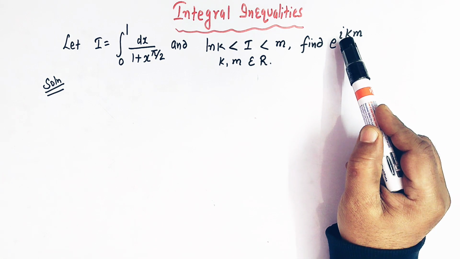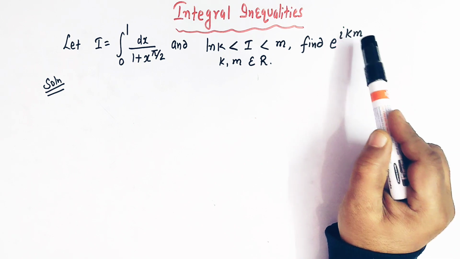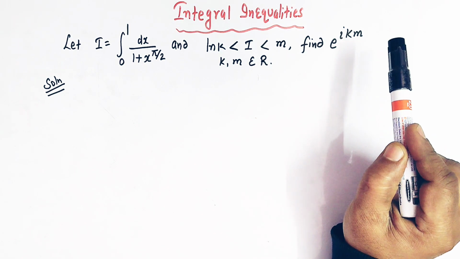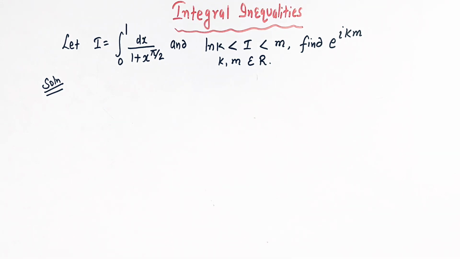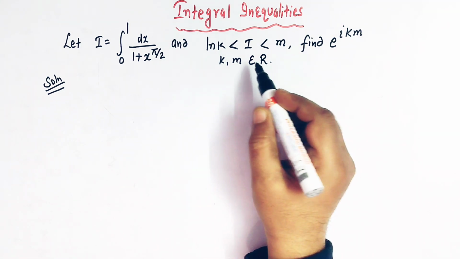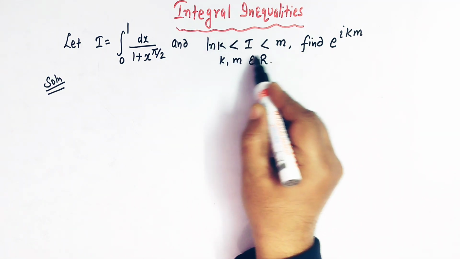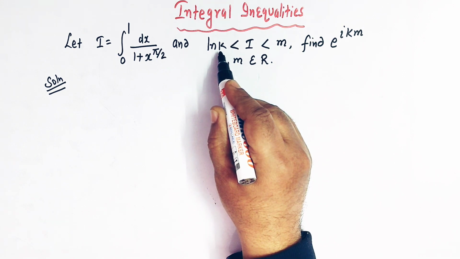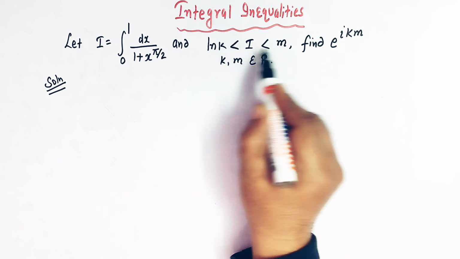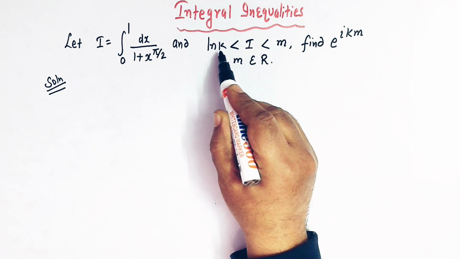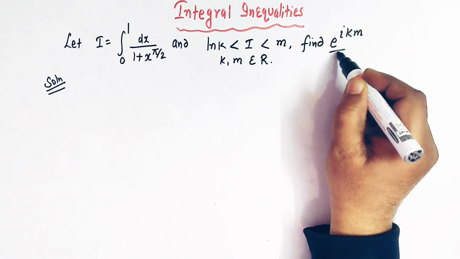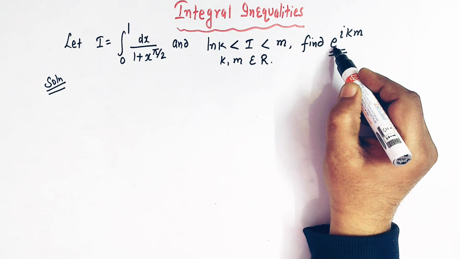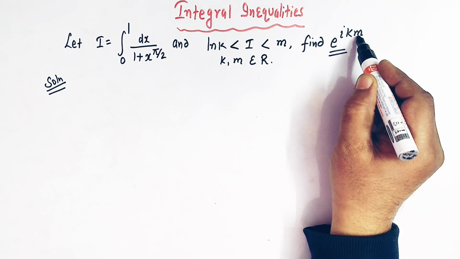where I is the complex number, that is iota, and I square is equal to minus 1, and k and m belong to the set of real numbers. So here we have to make use of this inequality to find out the values of k and m. And once we find the values of k and m, we can easily calculate this quantity, that is e raised to I k m.